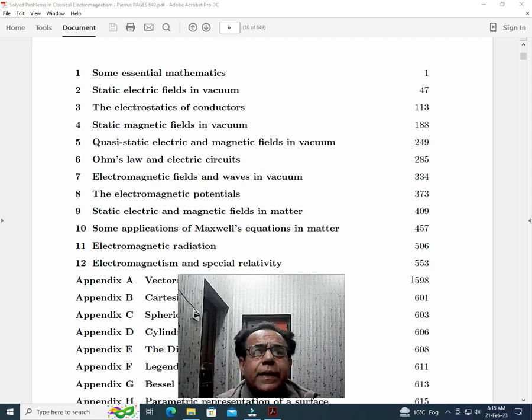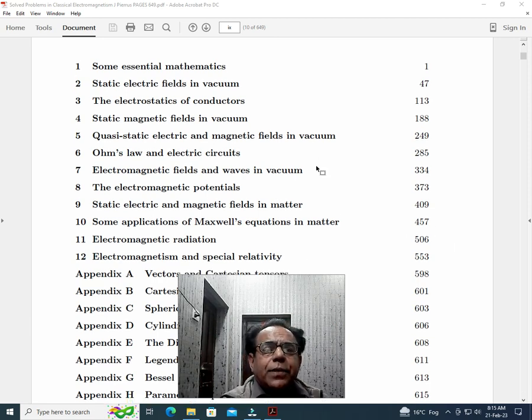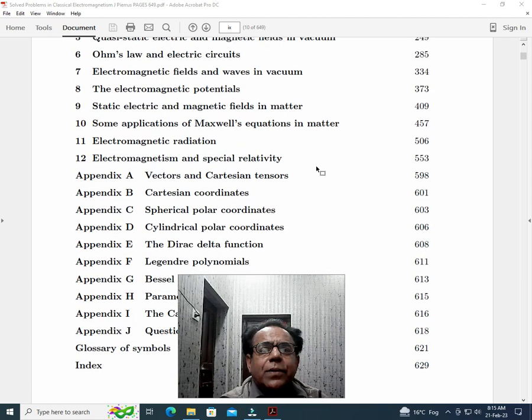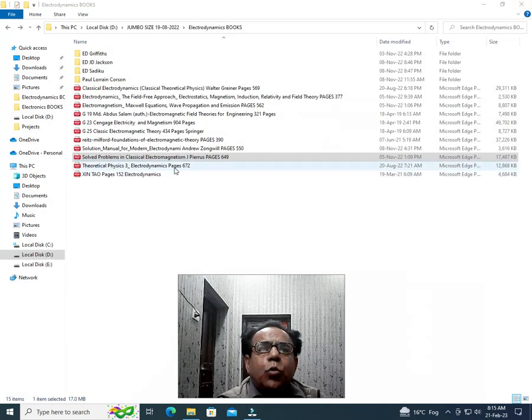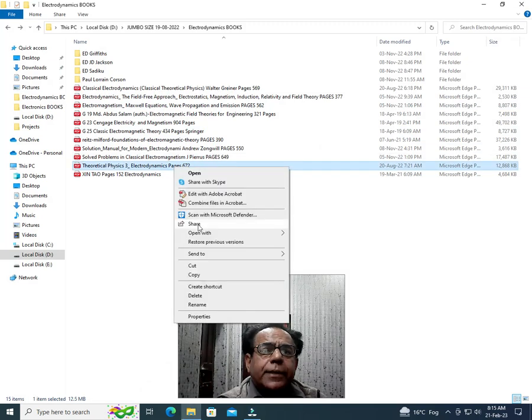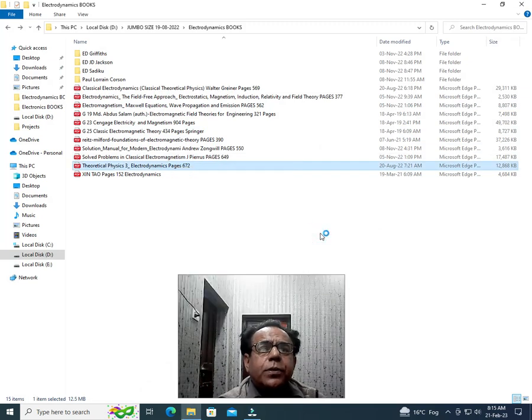Chapter 8, the electromagnetic potentials. Chapter 9, static electric and magnetic fields in matter. Chapter 10, some applications of Maxwell's equations in matter. Chapter 11, electromagnetic radiation. Chapter 12, electromagnetism and special relativity. The index is given at page 629. Now we are going to open the next book.